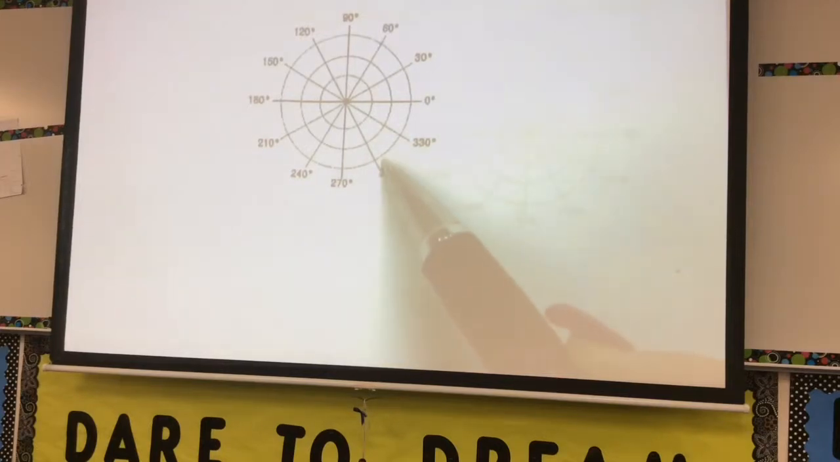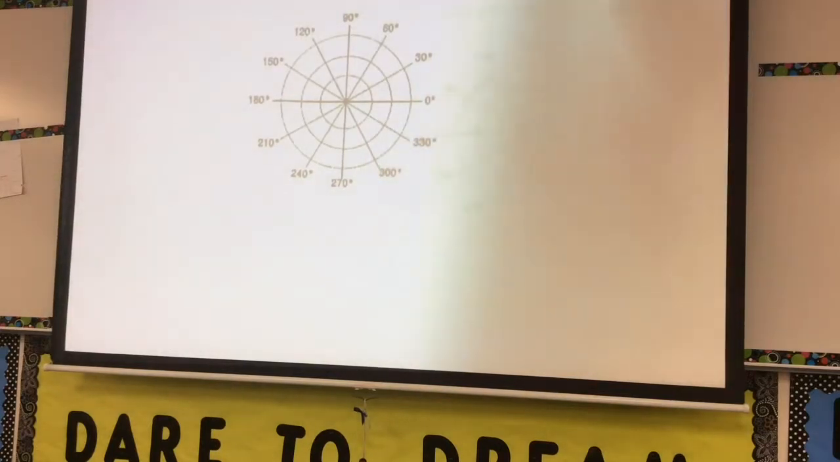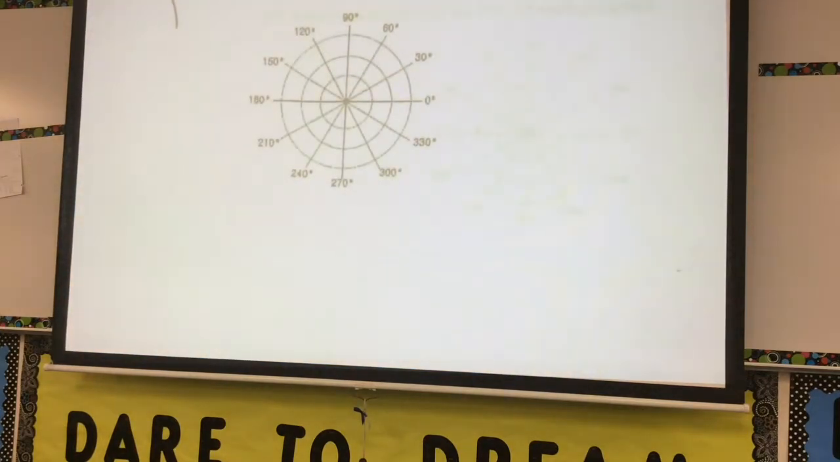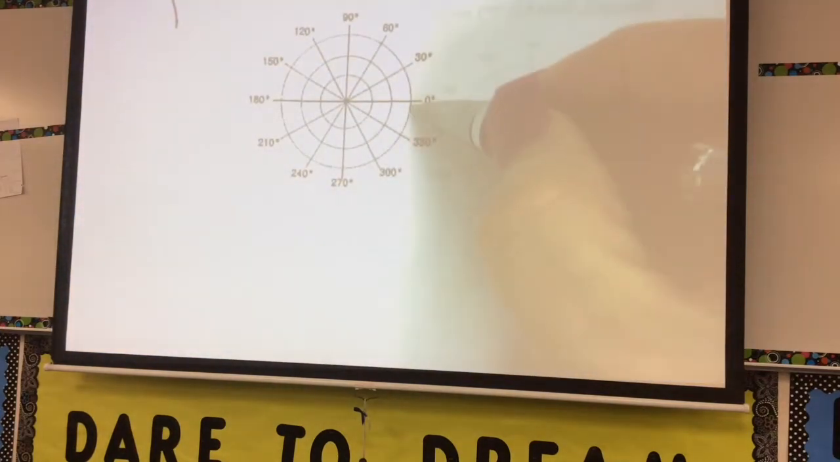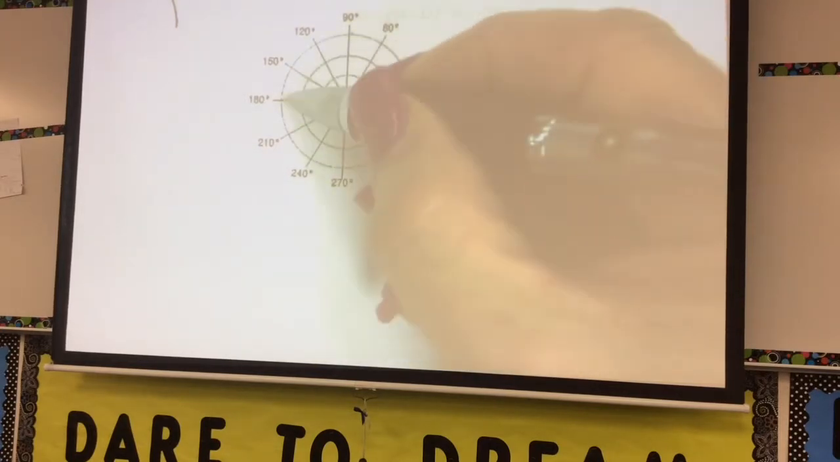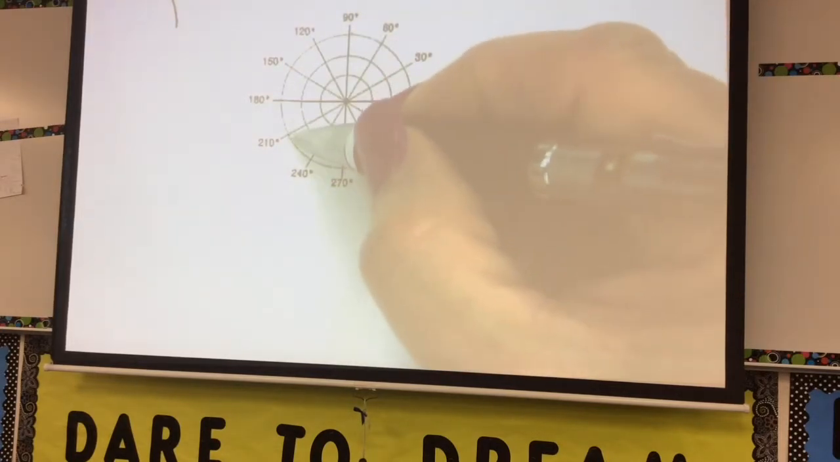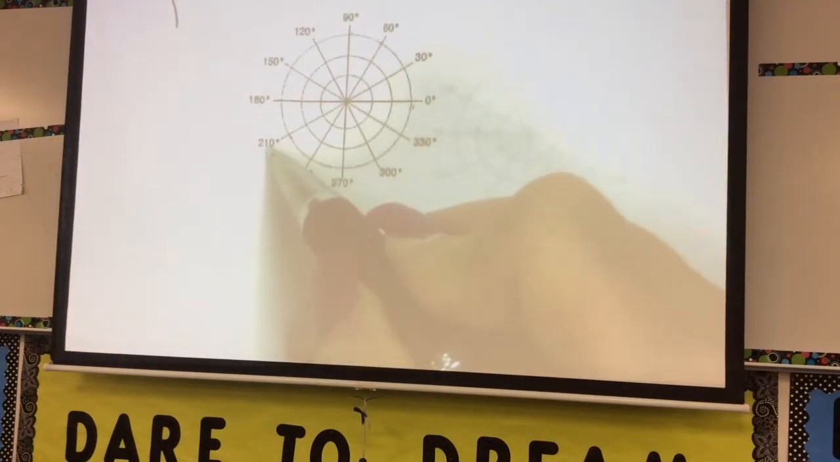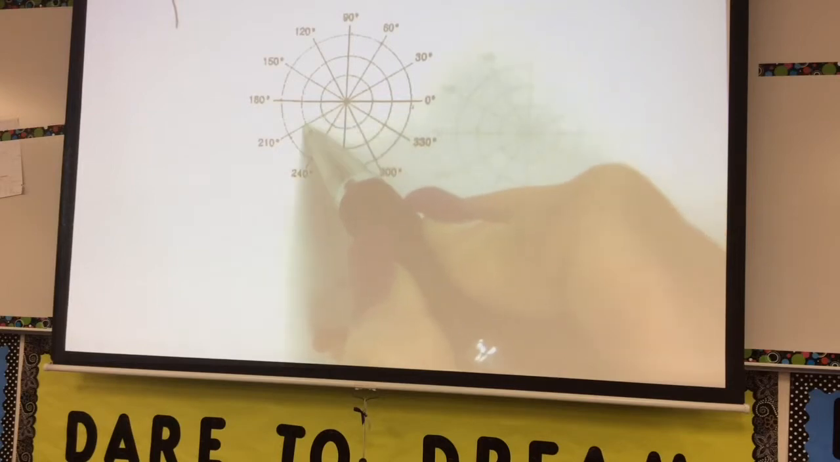Use this bottom wheel, the one we were just on. I'm going to graph r is 2 and theta is 210. So 210 is a positive angle. This is measured in 30s. So 90, 180, 210. But since r is positive, I'll move towards the 210, 2 circles away from the pole.